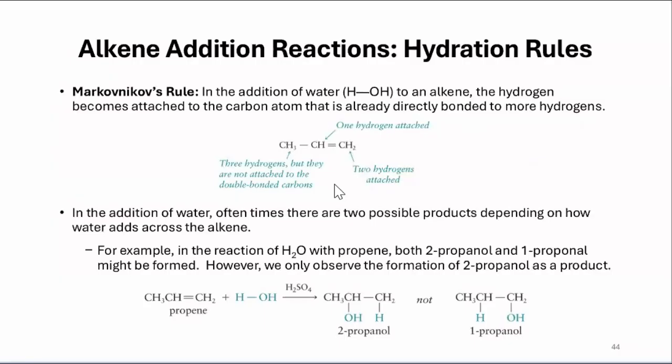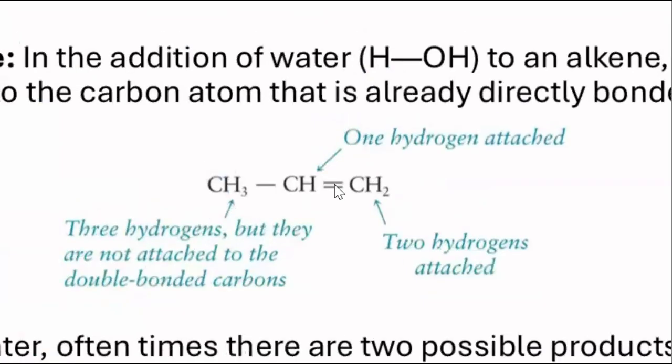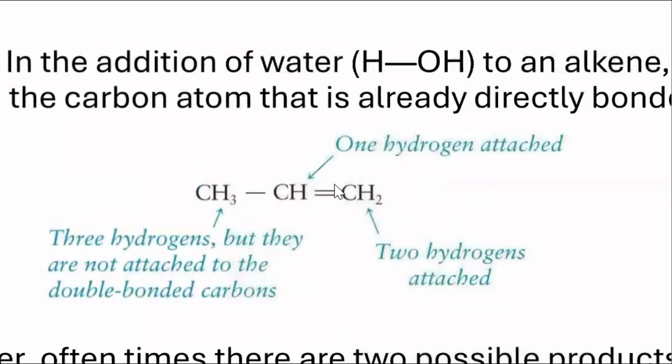The rule that determines in a hydration reaction who receives the H and who receives the OH is called Markovnikov's rule. Markovnikov's rule basically establishes that if we have an alkene, and we're going to look at the example here of propene, we pay attention to the carbon atoms that are present specifically in the carbon-carbon double bond.